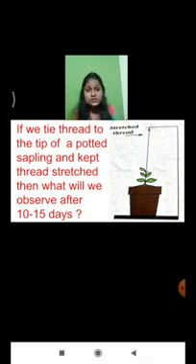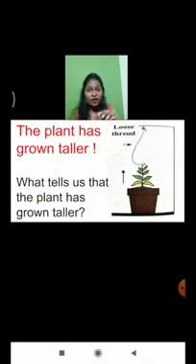What will we observe after 10 to 15 days, as this small plant is a living thing? Any guesses, students? What will we observe after 10 to 15 days? Yeah, after 10 to 15 days, the plant has grown taller. The plant will grow taller.